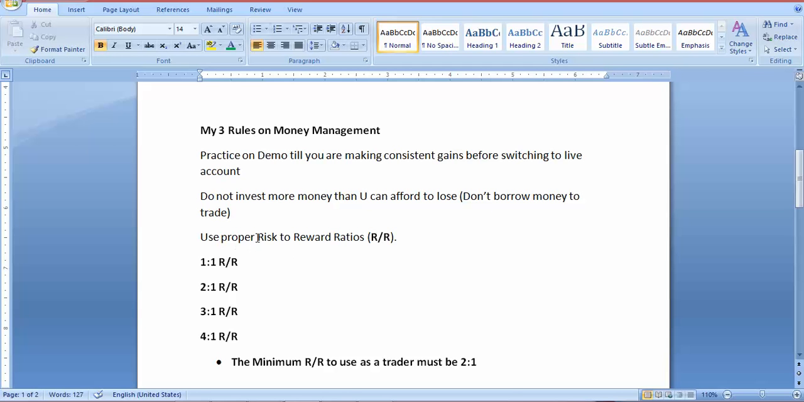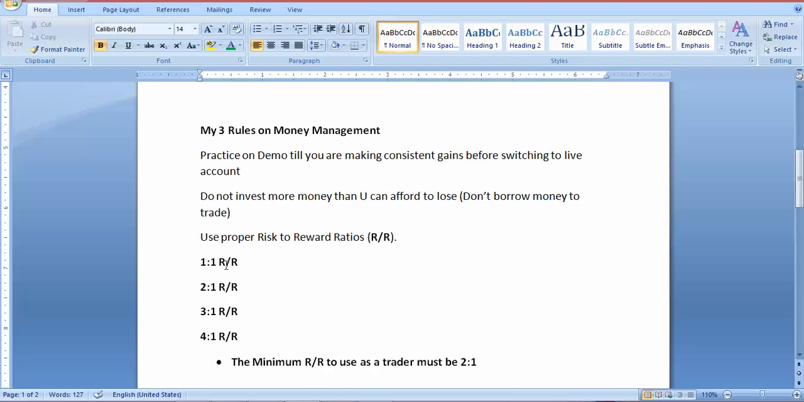And the final point is that you should use proper risk to reward ratios. Now, risk to reward is R/R. So use proper risk to reward ratios. I'll take my time to go into what a proper risk to reward ratio is, but let me go through this.